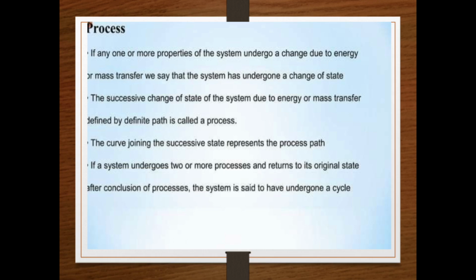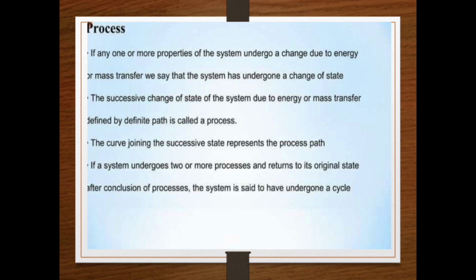Next, what do you mean by process? If any one or more properties of the system undergo a change due to energy or mass transfer, we say that the system has undergone a change of state. The successive changes of state of the system due to energy or mass transfer, defined by a definite path, is called a process. The curve joining the successive states represents the process path.